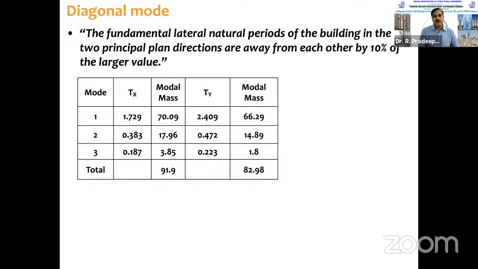Just 1 second. Yeah, so that is a diagonal mode. Now if you look at this one, say Tx and Ty. Here Ty1 is the first mode in the y direction, and Tx1 is the first mode in the x direction. So the first mode in the y direction is 2.14, and 90% of it is 2.16, which is greater than Tx1. So that means our mode should be lower than this one.